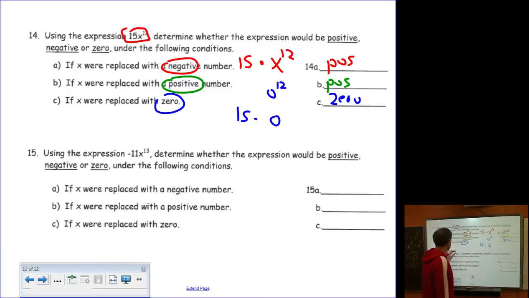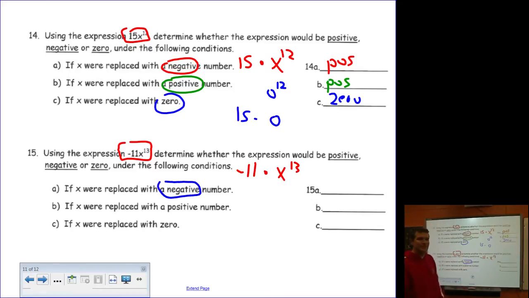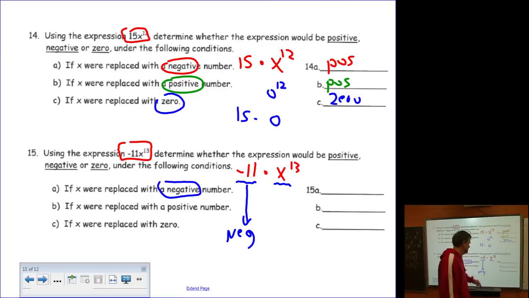Let's look at the next one. Negative 11 times x to the 13th. This one's a tricky one. If I put a negative number in place of the x, let's see what happens. Again, look at the sign of the two things you're multiplying together. First, the negative 11 is a negative number. It's always going to be negative. It's negative 11. X to the 13th, though, could be positive, could be negative.